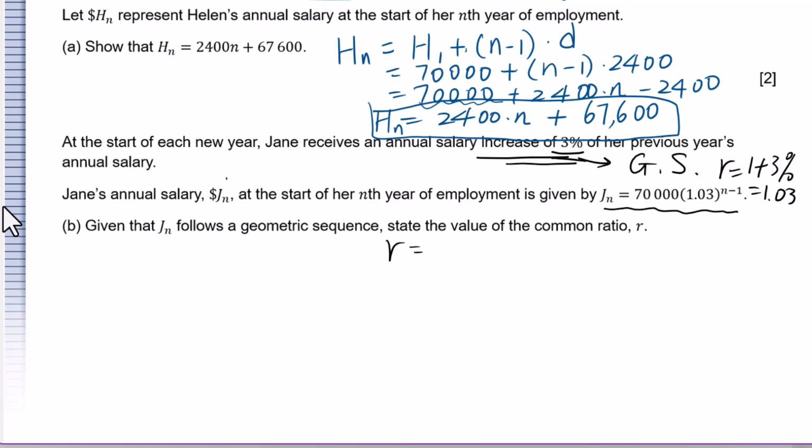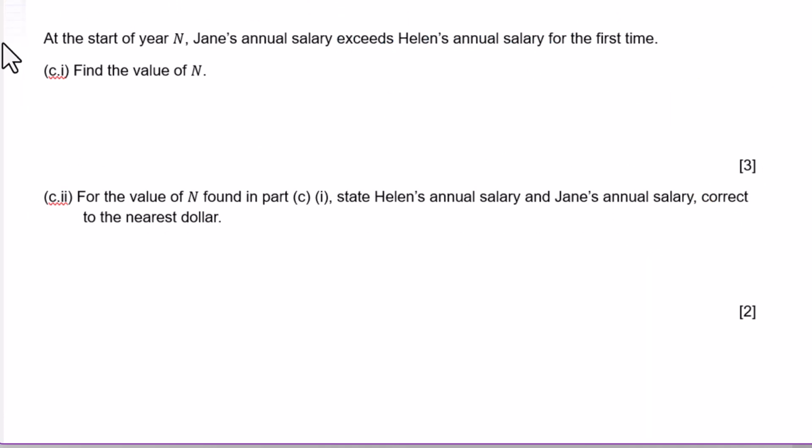R equals 1.03. You can get it from this information or from this information. We do know common ratio equals base. For this exponential function, the base is 1.03. At the start of year n, Jean's annual salary exceeds Helen's annual salary for the first time.